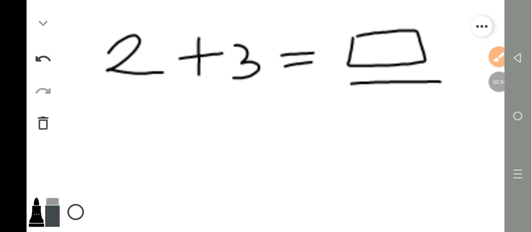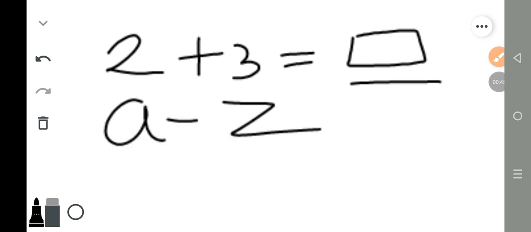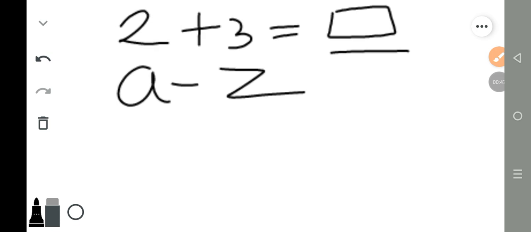But now with algebra, what algebra is going to do differently is that it is going to change that box into a letter, any letter from A to Z. But most of the time, teachers use X and Y, most commonly X and Y.